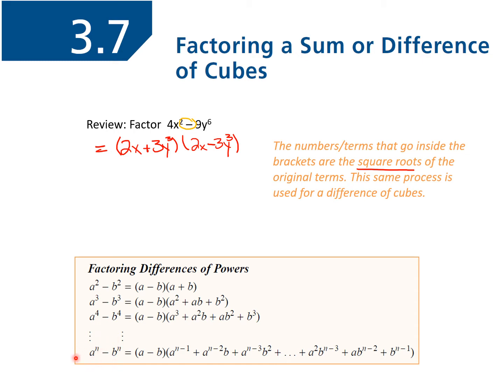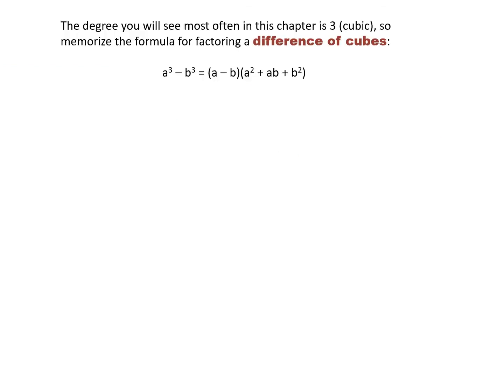If you have something to the power of n here and the same power as here, you could have this very complex looking problem. But we're only going to do difference of cubes. The degree you'll see most often in this chapter is 3, cubic. So you need to memorize this formula for factoring a difference of cubes. It's pretty straightforward. Since this is a subtraction sign, we want a subtraction sign here, and then we have two addition signs and the squares here. Let's figure out some examples here.